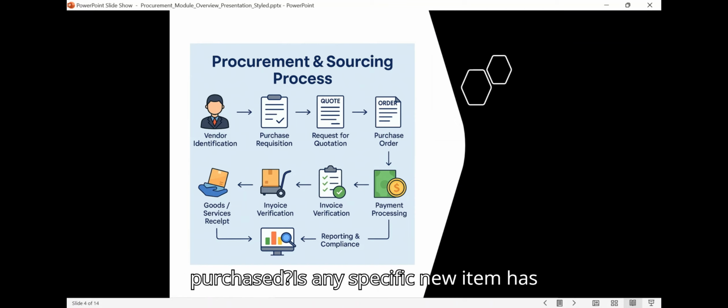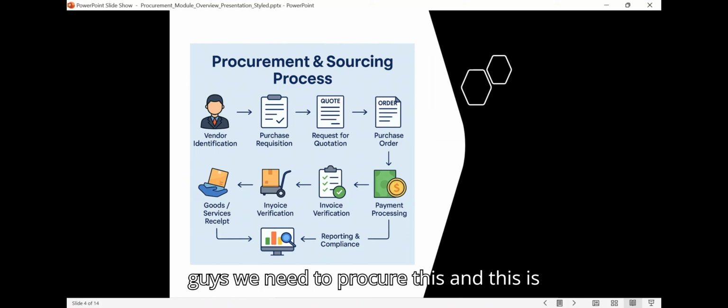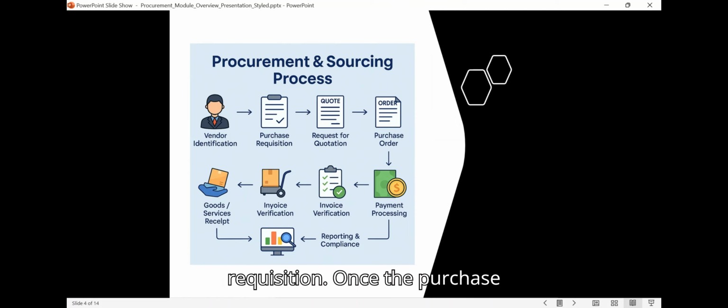Is any specific new item being added for production, as it requires entirely different raw materials? All these things they're going to analyze, and they're going to raise a request, which is called a purchase requisition, right? Raise a request within the purchasing sourcing department that we need to procure this, and this is the demand on such and such date where we require this raw material. So you're going to raise the purchase requisition.